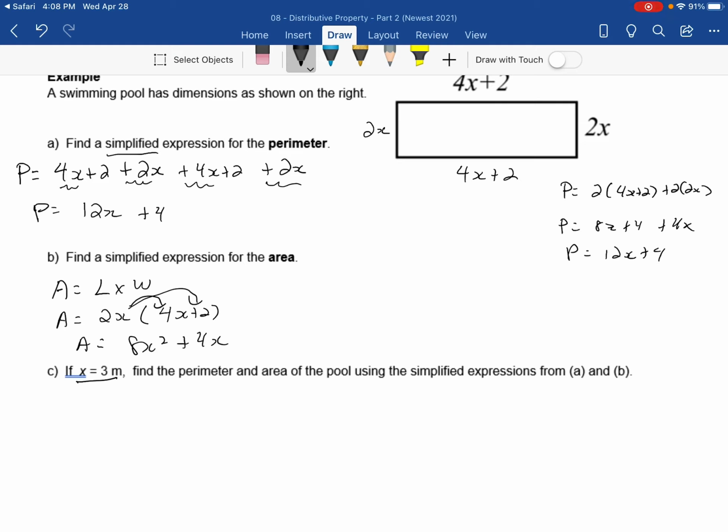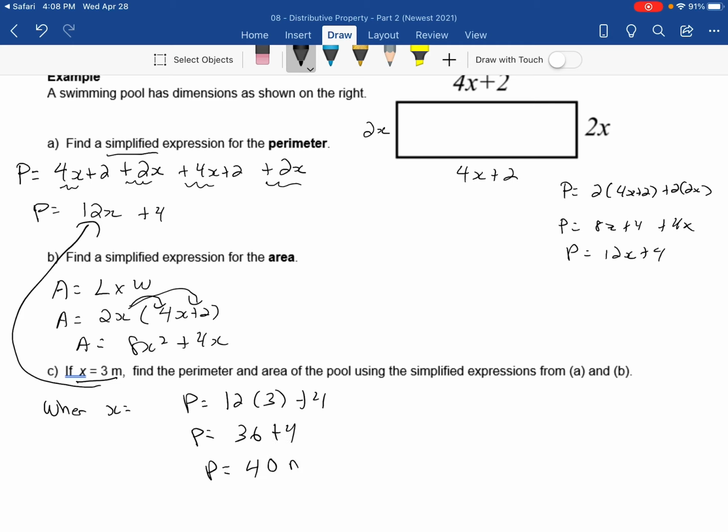But here they do finally give us x equals 3. So when x equals 3, perimeter will be 12 times 3 plus 4. I've just taken that 3 and subbed it into the perimeter equation. So what do I get? 36 plus 4. I get perimeter equals 40 meters.